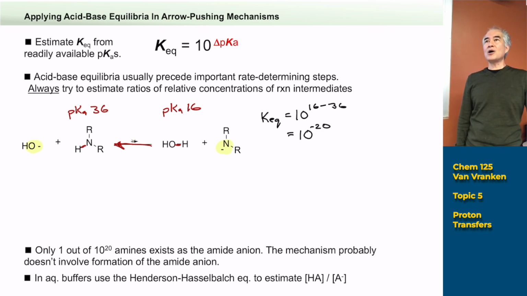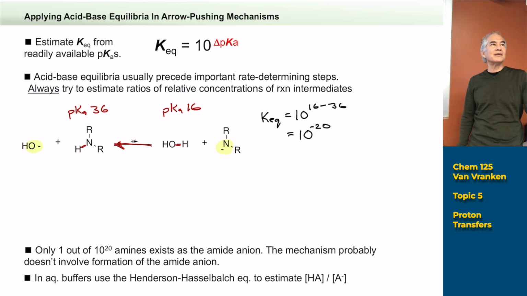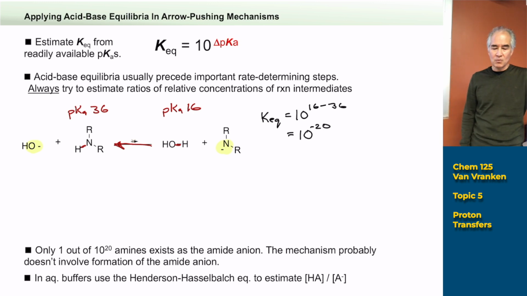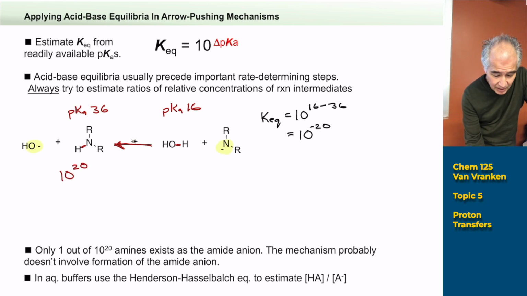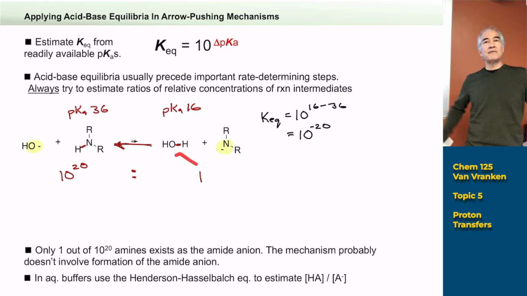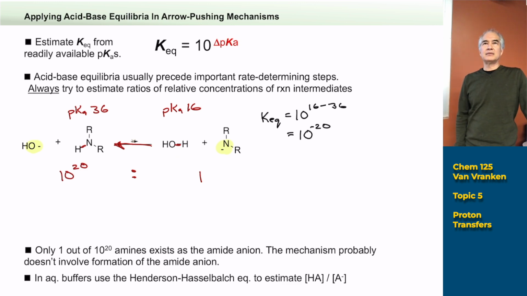It's like I go to the grocery store and say, oh, I'm short some change, I need 10 to the 2.7 pennies or dollars here. Nobody thinks that way; what we think in is ratios. Let's convert that into a ratio. If it's 10 to the minus 20, at equilibrium, we already said it favors the starting materials. That means the equilibrium looks like this: 10 to the 20 of both hydroxide and amine for every one of water and amide anion. 10 to the 20 to 1.